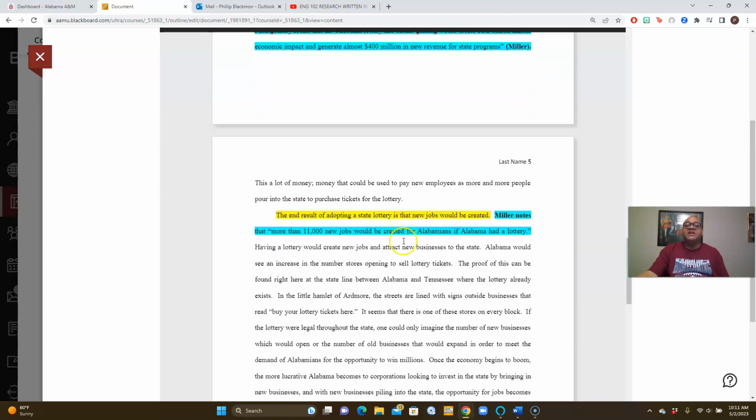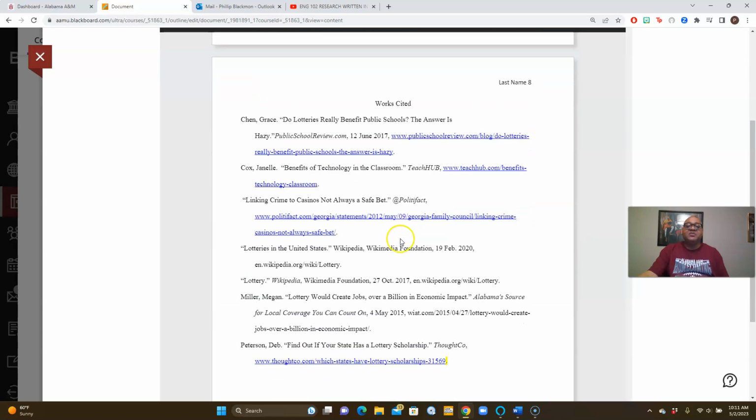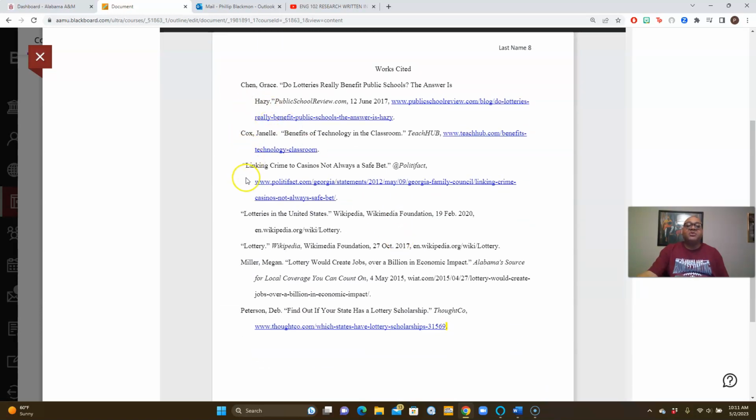The works cited page should be the last page on the document. Remember, alphabetical order. If it has no author, alphabetize according to the first letter in the title.